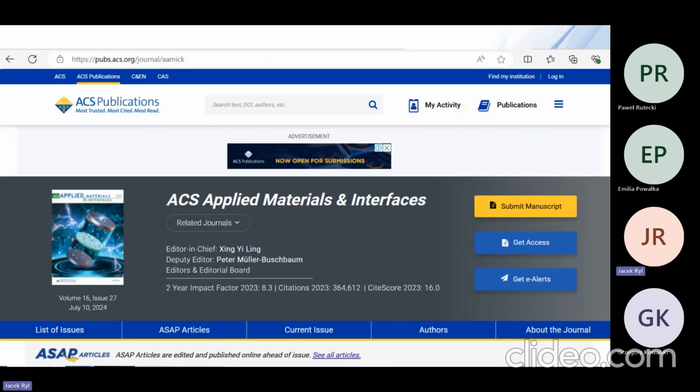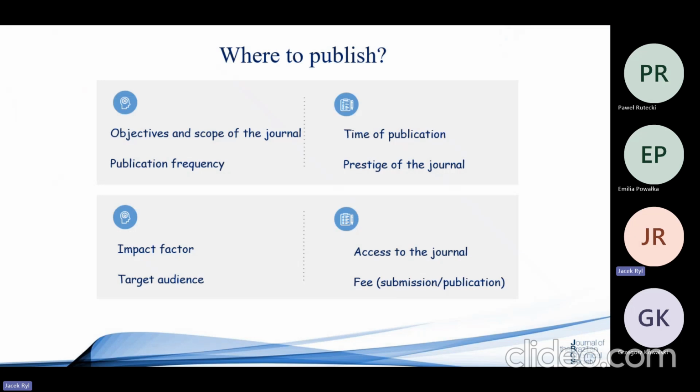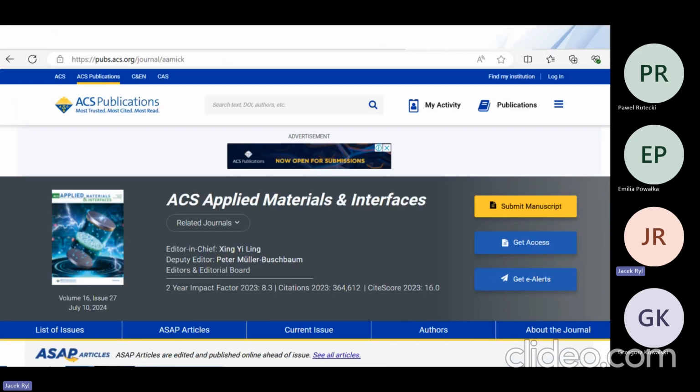Well, just to show an example regarding this information, ACS Applied Materials. I just showed this as an example of where we can find this information regarding, for example, this journal. So here you can find the 2-year impact factor, number of citations, impact factor, and other information regarding the journal. Every publisher has a different template for the journal, but in all of them we can find this information easily, as I show you here.